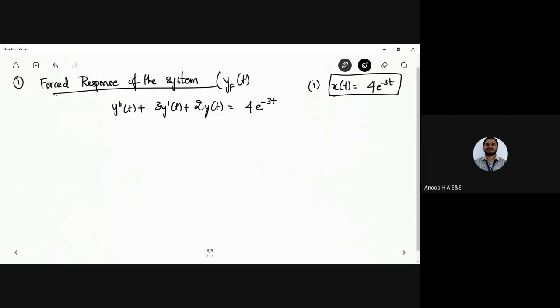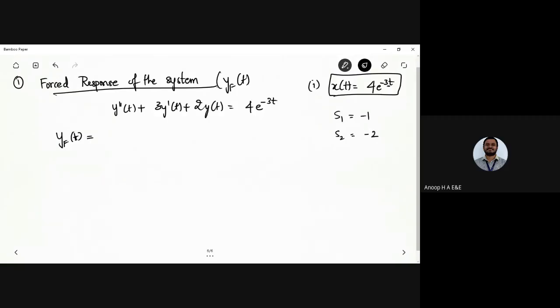A very important step to keep in mind in the remaining solutions to the given problem. Look at the characteristic equation roots, that is -1 and -2. Is it the same as alpha here? No, it is not the same. The structure of the forced response of a system with the given input, you can write as c e power minus 3t, or k3 e power minus 3t, the constant whatever is present there.